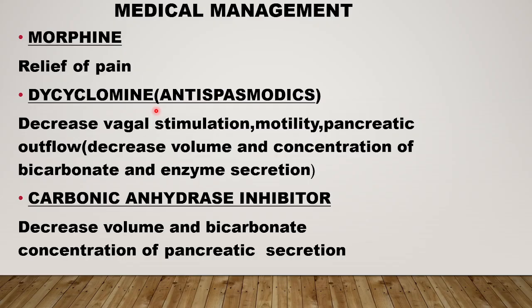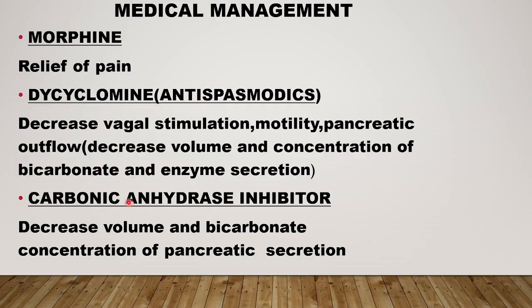Our pancreas has two components: ductal cell epithelium and acinar cells. The ductal cell epithelium releases bicarbonate-rich fluid. In pancreatitis, this bicarbonate-rich fluid gets thickened and obstructs the outflow of pancreatic enzymes. In that case, dicyclomine helps to decrease the volume and concentration of bicarbonate and enzyme secretions.